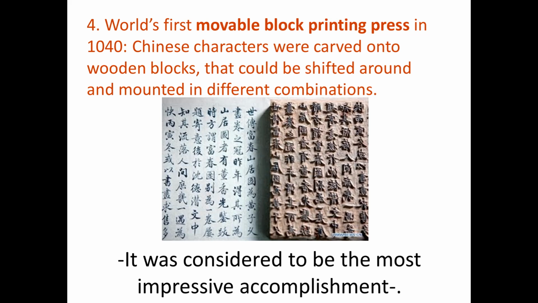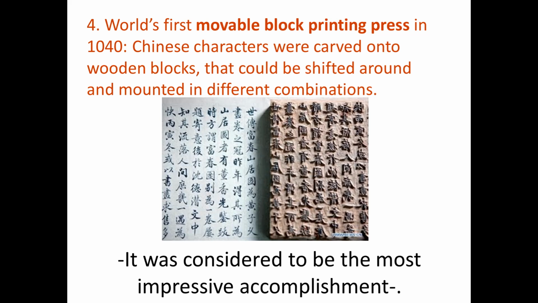But then in 1040, something happened. The Chinese people created what? The movable block printing press. It's not like this shape, but this one is very close. So for example, let's imagine that each one of them is called a character. Let's imagine that each one of the Chinese characters is here, and that this is a page from a book. So they started carving the words or the characters onto what? Onto the wooden block.